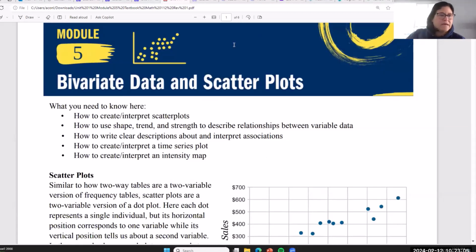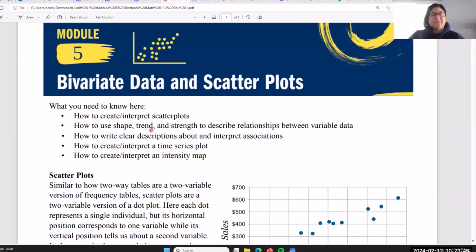on our Canvas site. So what we're going to use to show bivariate data is a scatter plot when it's numerical data. Remember, contingency tables are good for categorical data, but we're going to look for three things. Remember, with histograms, we looked for shape, center, spread. With scatter plots, we're going to look for these three things here: shape, trend, and strength to describe the relationships, because we're looking at two different data sets. So what shape do they make together? What trend do they have together?